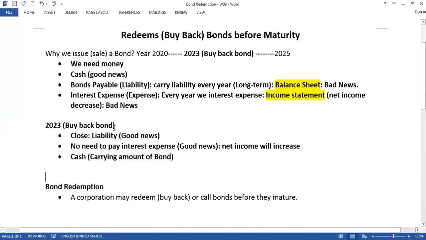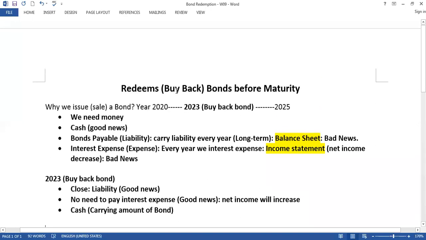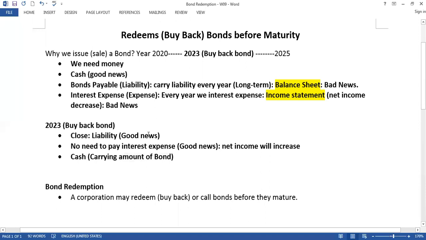This is the case. So why do we go for redemption of bond or buy back a bond? Because of the good news and bad news that are related with a bond. If we have a bond, it means that we don't have money. We are using other people's money. As we are using other people's money, we are going to carry our liability every year, and we are going to record interest expense every year. These two are the bad news.